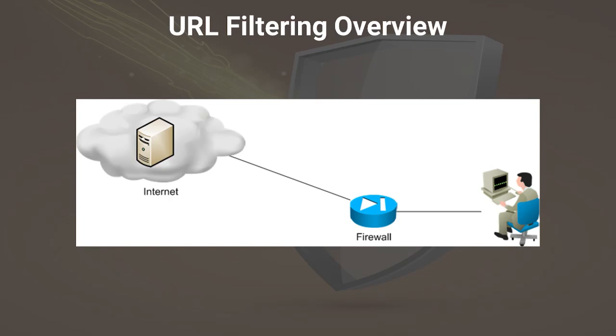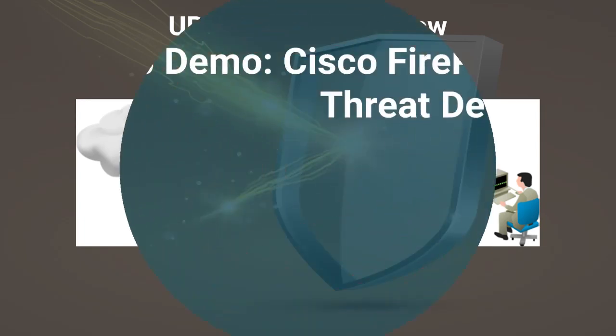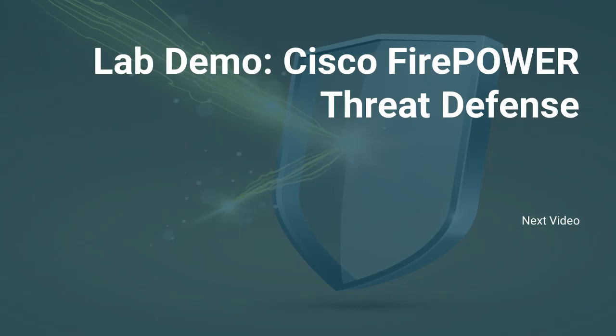So you set up the policy. We will see that in the demo videos. You set up the URL filtering policy on your firewall, and then basically you can control what kind of web category content your users are allowed to access. So that's pretty much it for the overview. So let's see in the next lesson how to configure this URL filtering on the Cisco Firepower.